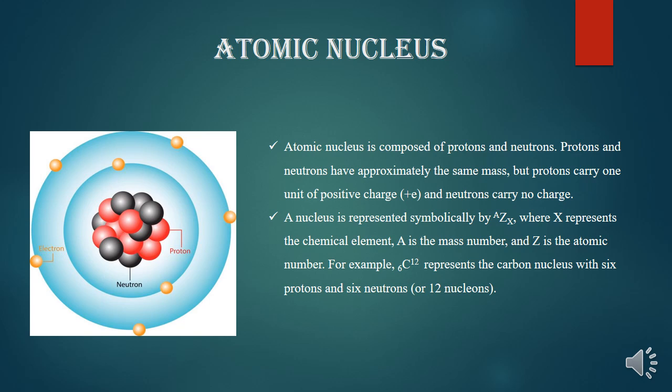The dimension of the nucleus is much smaller than the overall dimension of the atom. The nucleus is surrounded by orbiting electrons. The nucleus consists of the elementary particles, protons and neutrons, which are known as nucleons. For example, the nucleus is represented symbolically by ZXA, where X represents the chemical element, A is the mass number and Z is the atomic number. For example, carbon has 6 protons and 6 neutrons.